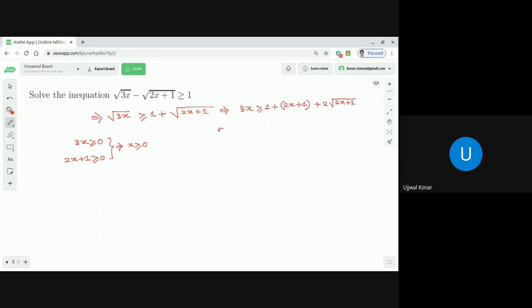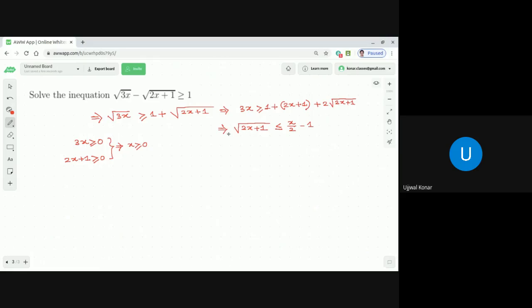So now from here what can we do? We can simplify further. If we simplify further, what are we going to get? 3x, here it is 2x, so x. So you will get here x by 2 minus 1. So here you will get square root of 2x plus 1 is less than or equal to x by 2 minus 1. Correct? Now, from that given inequation, we end up with this inequation.